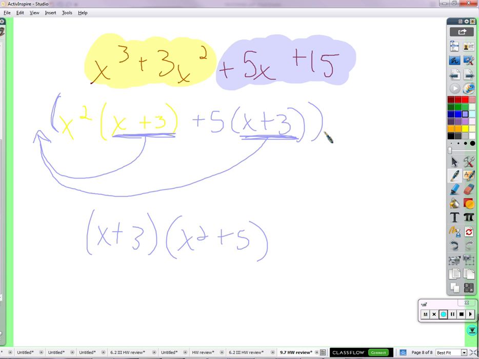Here's a little hint. Try factoring by grouping when you can make two groups, right? So it would not be possible to make two groups, at least right off, if there were three terms.